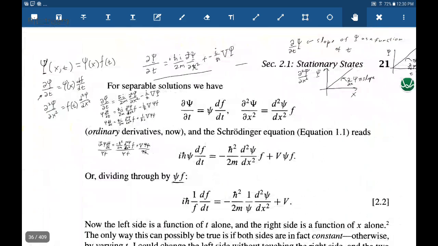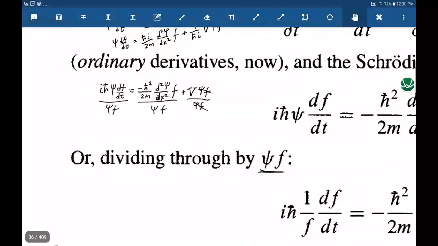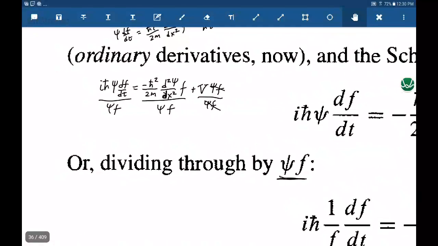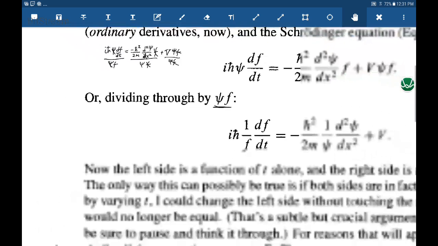Sorry, V is just the potential energy, not necessarily a voltage. A voltage would be potential energy divided by a coulomb, a charge. Okay, so that cancels, and then that cancels. What did that accomplish?